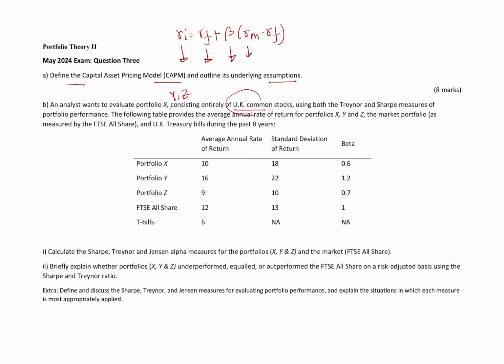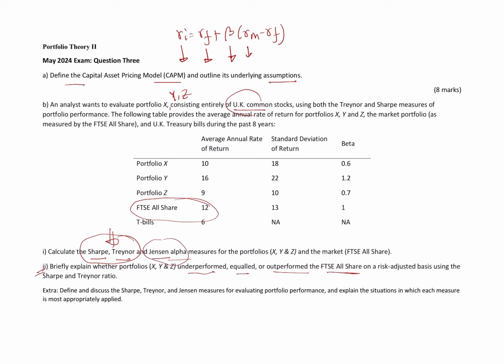So what we need to calculate are the Sharpe ratio, Treynor ratio, and Jensen alpha, and we can only use the Sharpe and Treynor ratios to compare with the FTSE All Share. But if you want to compare X, Y, and Z, you can use the Jensen alpha as well. The second part of the second question is asking to look into whether they underperformed, equaled, or outperformed the FTSE All Share.